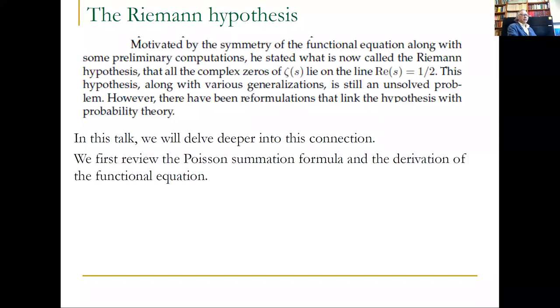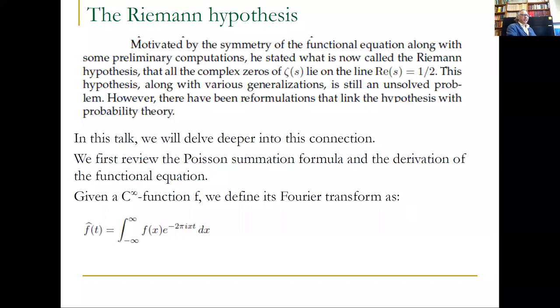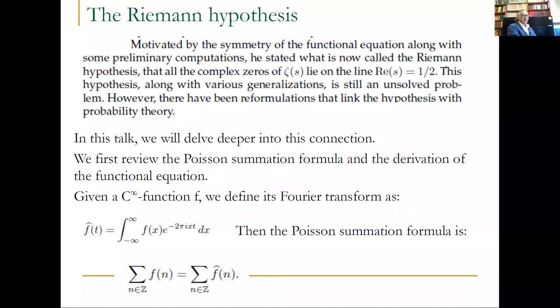First, review the Poisson summation formula and the derivation of the functional equation. So given a C infinity function f, we define its Fourier transform as f hat of t, the integral of f of x e to the minus 2 pi i x t dx. And then the Poisson summation formula is simply the summation of f of n is the same as the summation of f hat of n, with this particular definition of the Fourier transform.